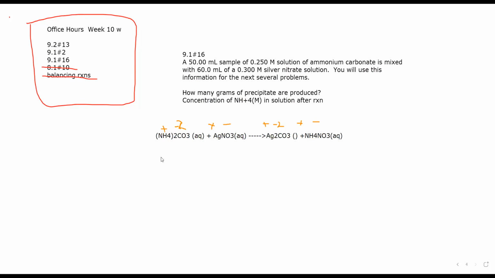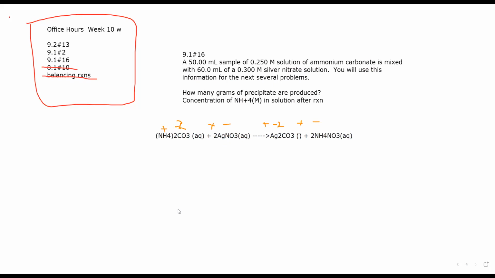Then I can go ahead and balance my coefficients and see what's going on here. I'm going to need a 2 in front of that. So I got 2 silvers and 2 silvers. Now I've got 2 nitrates, and I've got 2 ammoniums on my reactant side. So just a 2 there. Now I've got my 2 ammoniums, sorry, and my 2 nitrates. So that should be a balanced chemical reaction.